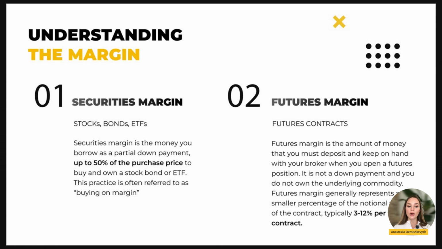Instead, it's a deposit that allows you to control a much larger position. The advantage of futures margin is that it's typically a much smaller percentage of the total contract's value. While securities margin might require you to put up to 50% of the purchase price, futures margin generally ranges from 3 to 12% of the contract's notional value. Market conditions can affect margin requirements. If the market becomes more volatile or if prices are moving significantly, brokers and clearinghouses may adjust margin requirements to reflect the increased risk. On the flip side, if market conditions stabilize, margin requirements could be reduced.